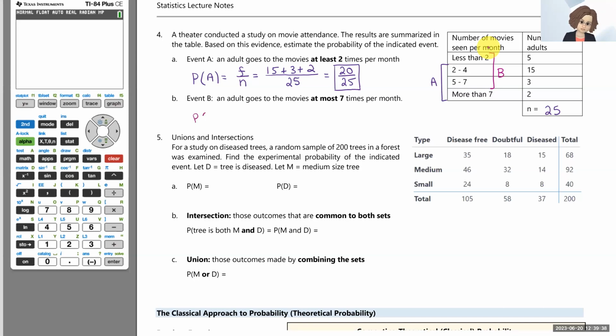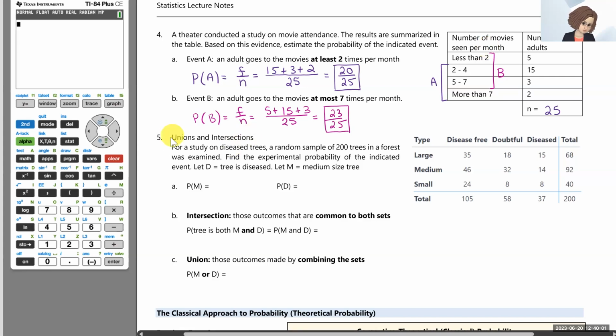So the probability of event B, again, just frequency over N. So I'll add up the people in those 3 categories. So 5 plus 15 plus 3 divided by our 25 adults. And that probability will be 23 out of 25.